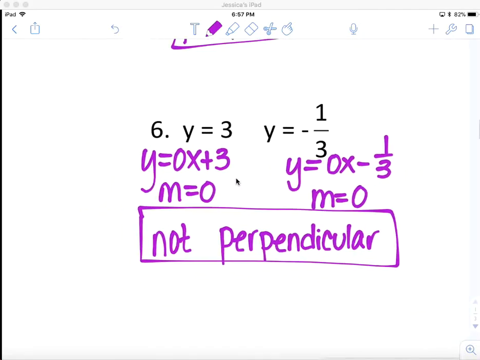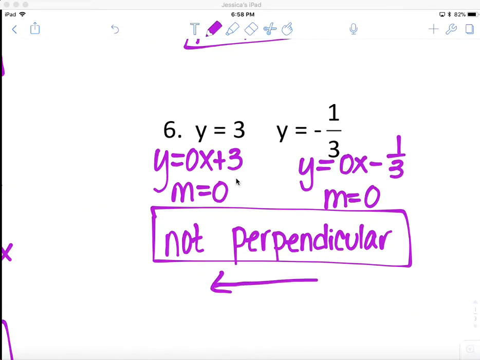If I were to graph this, horizontal is our hero. That's because the slope is 0. These are two horizontal lines.